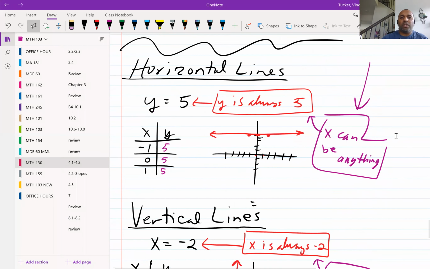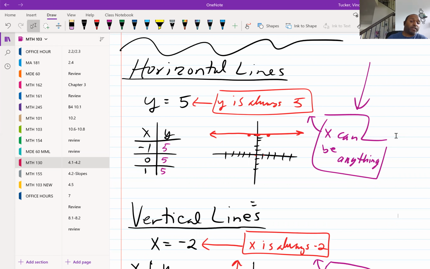All right, so horizontal lines and vertical lines. So for a horizontal line, notice that has y equal to 5. Each one of our equations up to this point has had x and y involved. This time it's just y. So when you just see y, no x at all, this means that y is always that number. In this case, it's 5. And x can be anything. And what that's going to do is create a horizontal line at 5 when you go to plot your points.